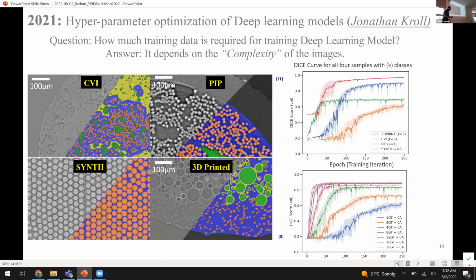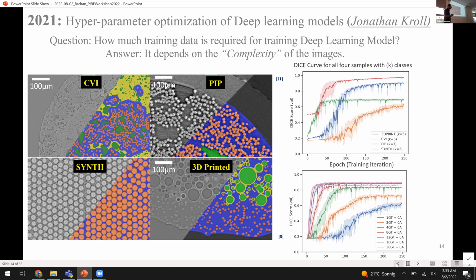Now that we've also applied these models, in 2021, we asked the question of, okay, now we're using a lot of deep learning models. How much training data do you need? Because that's the most expensive human time. So in order to answer that question, we should not limit ourselves to one image. So here are 4 different examples of composite images. This is the CBI, the polymer infiltrated. This is some synthetic data set, along with some 3D printed data.